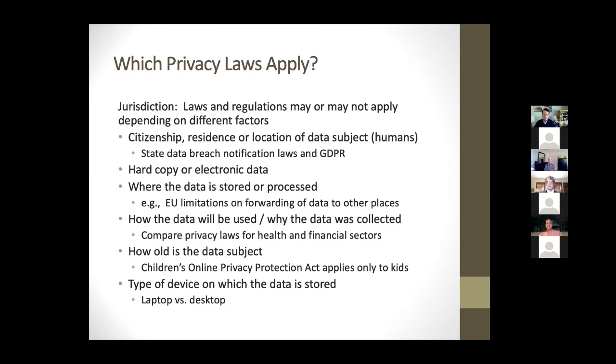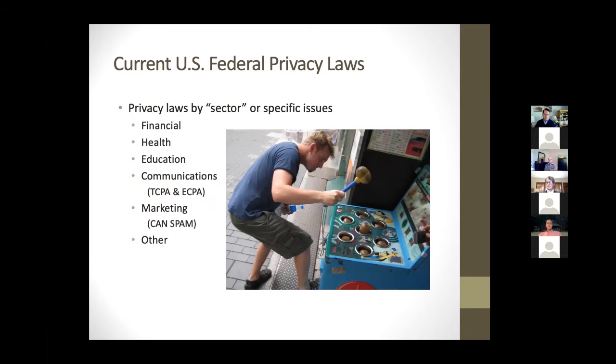For example, the Massachusetts law creates a distinction between personal information stored on laptops versus personal information stored on desktop computers, and whether or not encryption is required. So with all these different issues, with all these different ways by which the privacy law may apply, it just makes it that much more difficult to follow. Next slide.